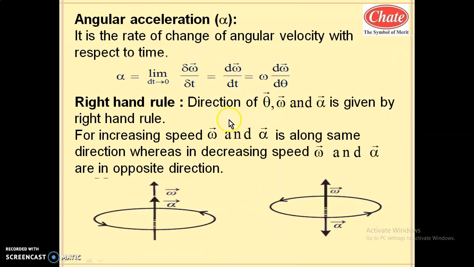See the next definition, angular acceleration. Angular acceleration is denoted by alpha. It is similar to acceleration. Acceleration was the rate of change of velocity with respect to time. As here we have the word angular, the definition is that it is the rate of change of angular velocity with respect to time.